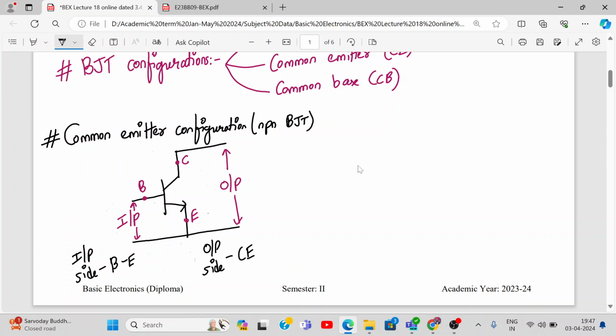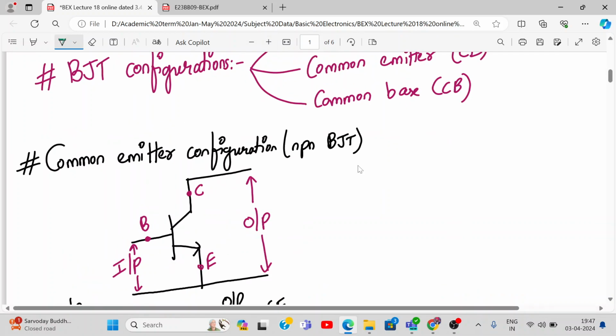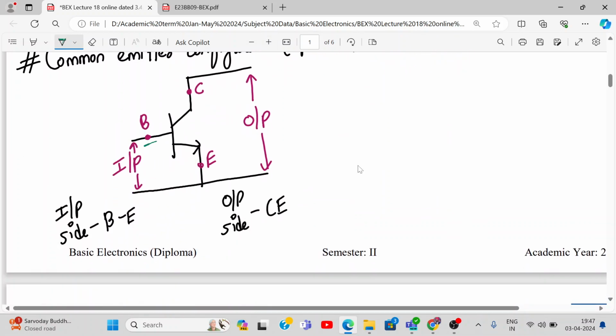Hello. Are you listening? Yes, sir. हाँ. Now here input current is what? Let me just magnify this and show it to you. Input current is IB. ये देखो IB मैंने मार्क किया था ना पहले, ये IC है.